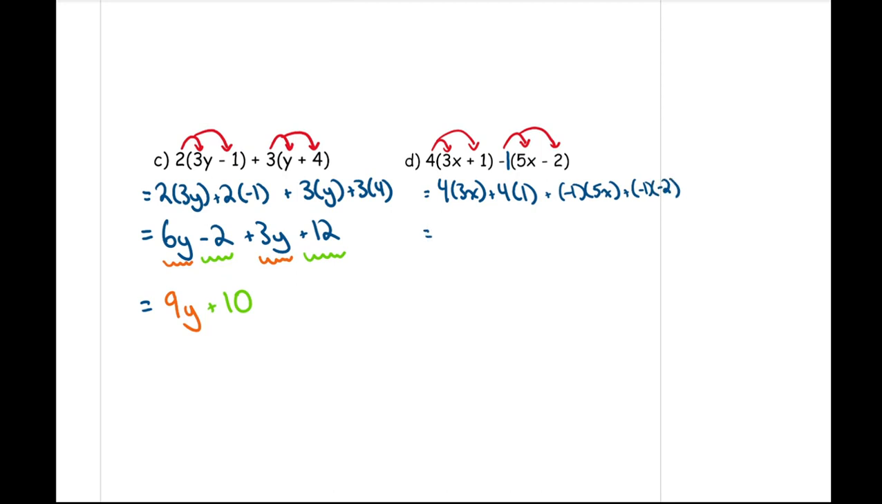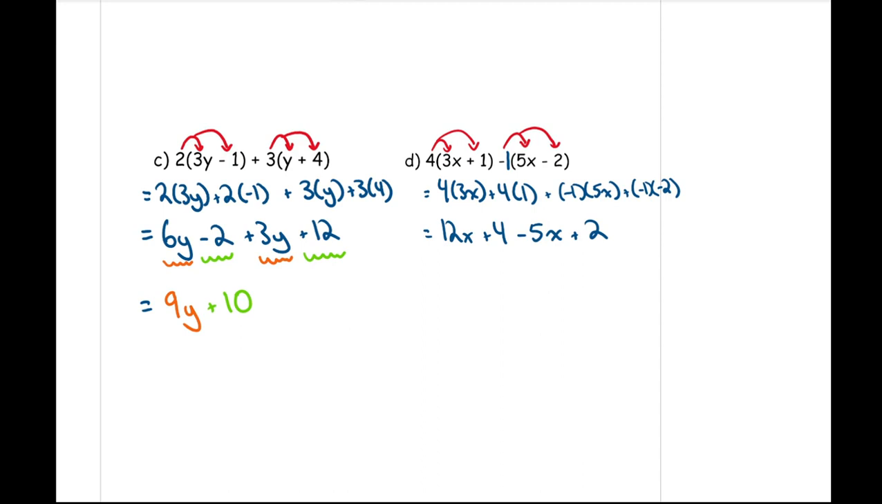When I go through and I simplify this, 12x plus 4 minus 5x plus 2. And you'll see all that negative really does is just change the signs in the second bracket. Instead of it being a positive 5x, it's now negative, and instead of it being a negative 2, it's a positive 2. So that's really all the minus or the negative 1 does. It just changes the sign.